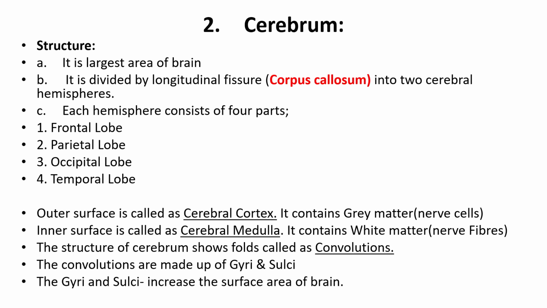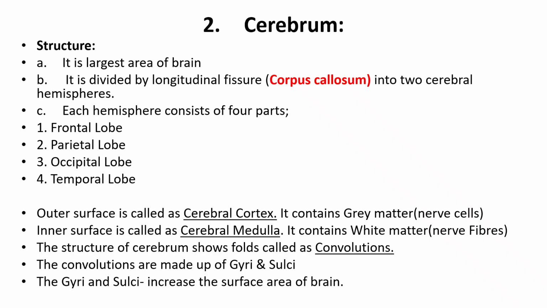The second part of the brain is the cerebrum. It is the largest area of the brain, and it is divided by the longitudinal fissure, that is corpus callosum, into two cerebral hemispheres. Hemi means half, so right and left hemispheres. Each hemisphere consists of four parts: first frontal lobe, second parietal lobe, third occipital lobe and fourth temporal lobe.